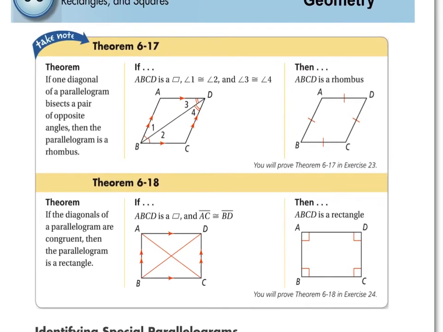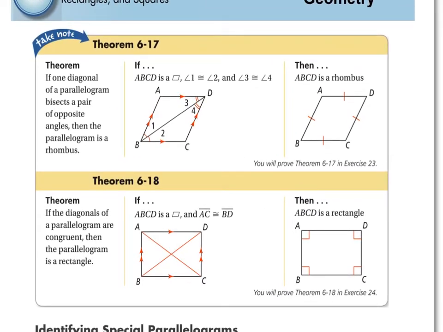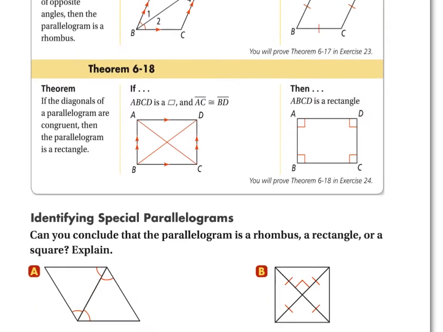Okay, as we look at this page, there are two other theorems, 6.17 and 6.18. It says, if one diagonal of a parallelogram bisects a pair of opposite angles, then that parallelogram is a rhombus. Now again, this just has to be one diagonal. It doesn't have to be both. You only have to use one diagonal to prove that it's a rhombus. And then finally, theorem 6.18 says if the diagonals of a parallelogram are congruent, then the parallelogram is a rectangle.